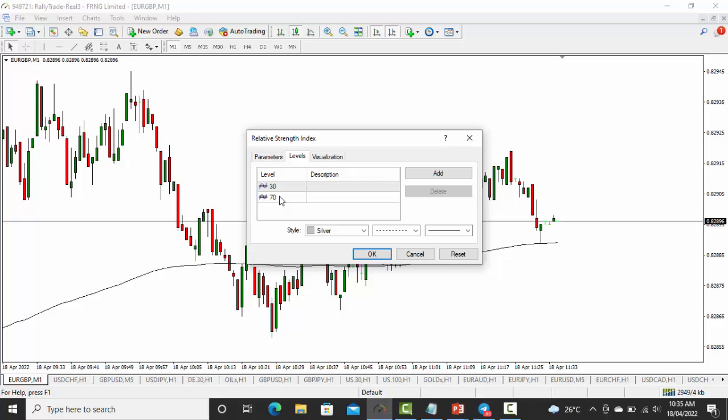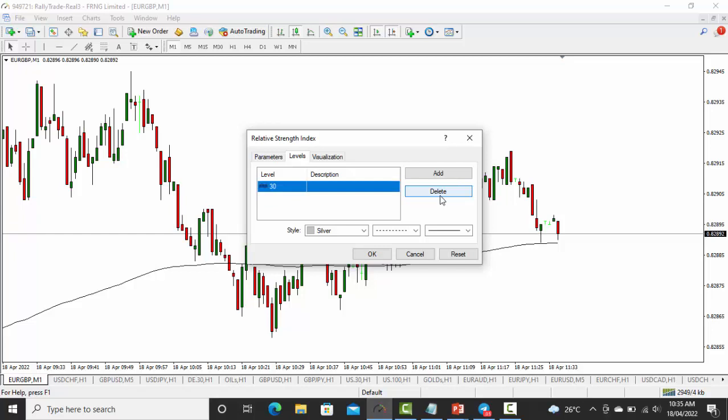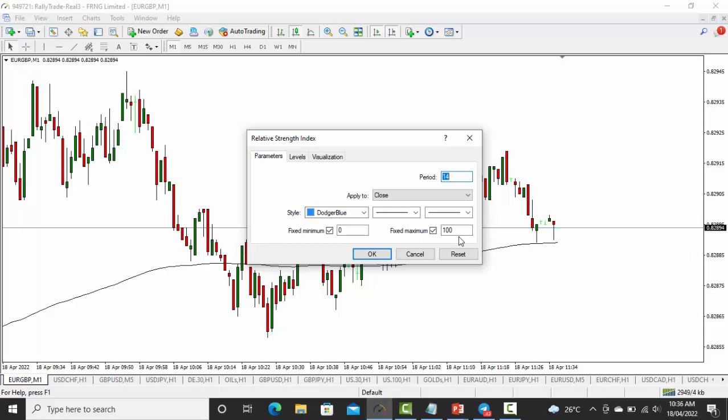But for this particular strategy, we only need one level. So I'm going to take out one of these levels. I select, for instance, the 70, and I click delete to take out that 70. Then I will edit the other level to reflect 50. I want to use the 50 mark for my RSI, and I can slightly increase the thickness of the line. Then I click OK. Every other thing remains constant: the period is 14, we apply to close, the style is the color of your choice, and the maximum is 100 and the minimum is 0.